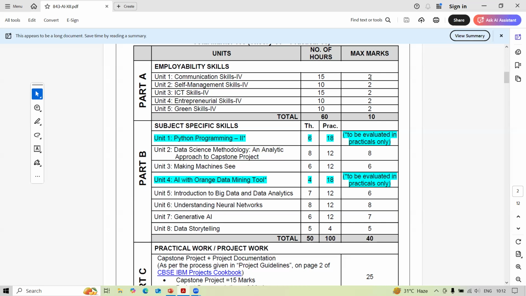You may find that, ma'am, there is so much for 2 marks. I understand, very theoretical concepts. Certain things you know, certain things you don't know. But then we have no other option. We have to do it for the exam. Okay. And here in part B, we have the other chapters which we take up.